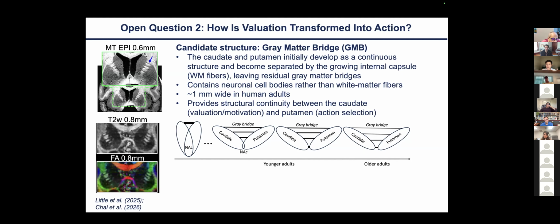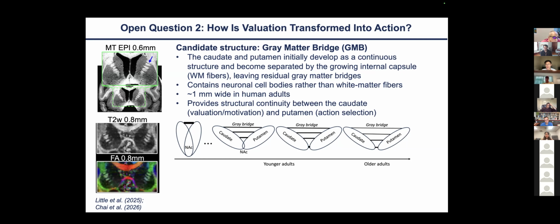If you have sufficient resolution, and it's also very thin. It's about 1 millimeter wide in human adults, and it provides structural continuity between caudate and putamen. Based on the previous decision-making knowledge, we know the caudate is a center processing value evaluation, motivational evaluation, and the putamen is mainly responsible for action selection. So here this gray matter bridge is basically located at an interface between the evaluation and the action selection.